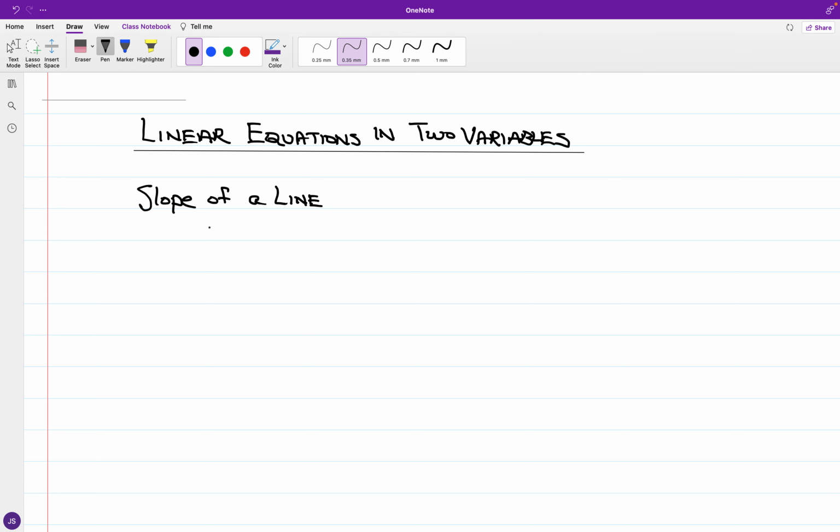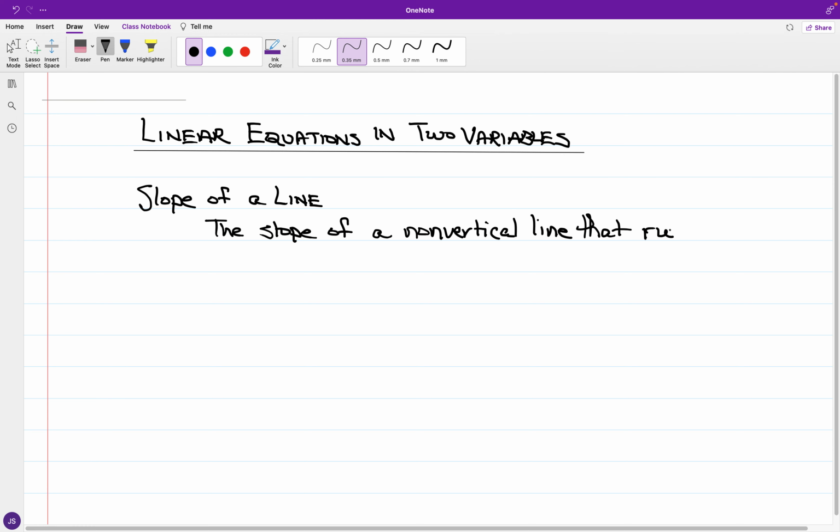And in this case, by definition, you have the slope of a line. Now I'm going to add in this adjective. I like the slope of a non-vertical line that runs through 2 points.